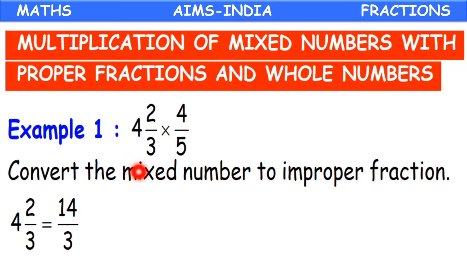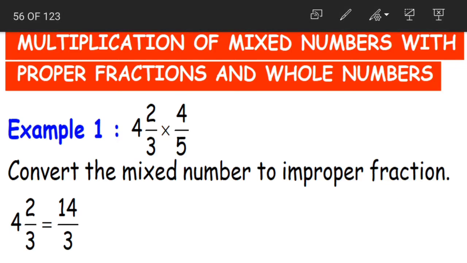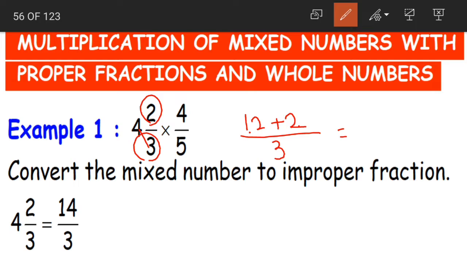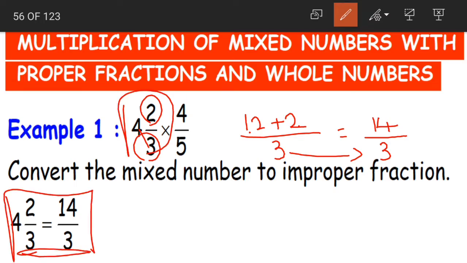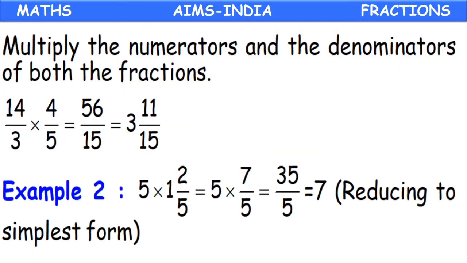Now again, as we have discussed, whenever we have a mixed fraction, we need to convert the mixed number into an improper fraction. Yes, children, how will we do that? 4 3s are 12 plus the numerator 2 divided by the denominator 3. 12 plus 2, 14 divided by 3. So 4 2 by 3 is nothing but our 14 by 3. We have got the improper fraction. Now let us multiply the fractions. 14 by 3 into 4 by 5.